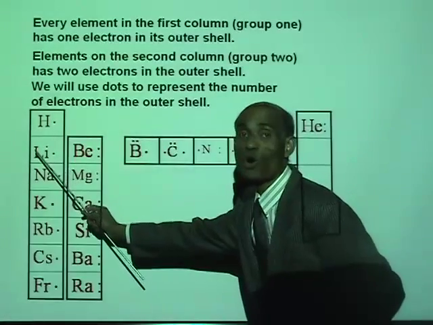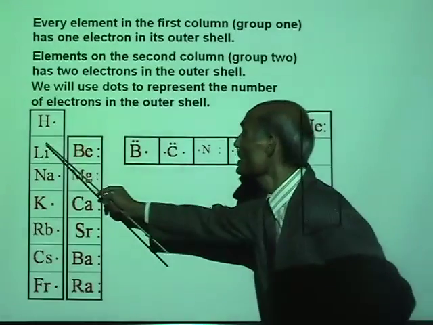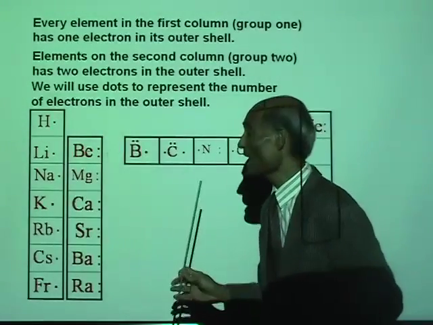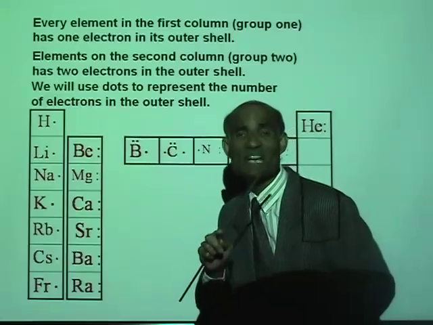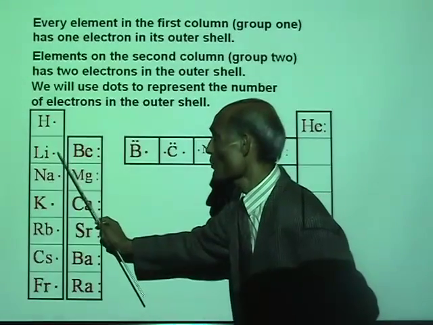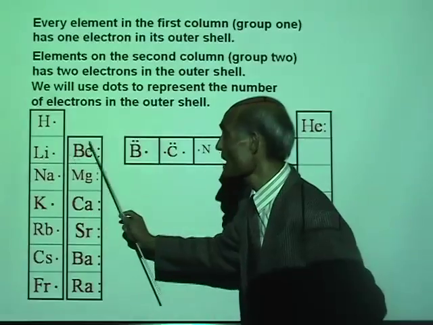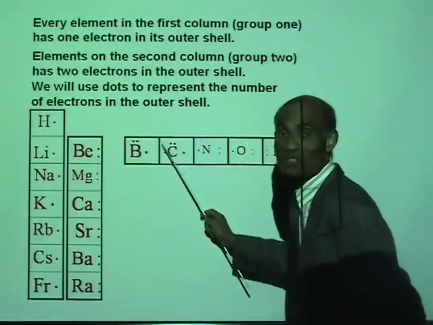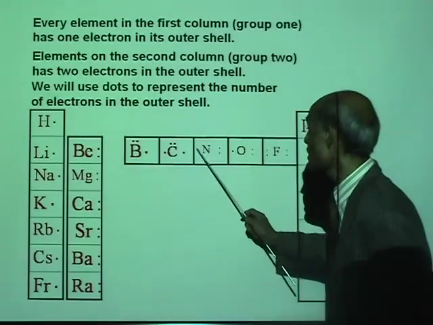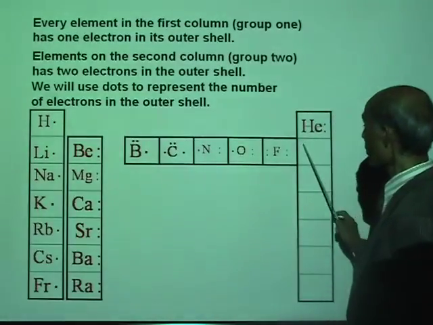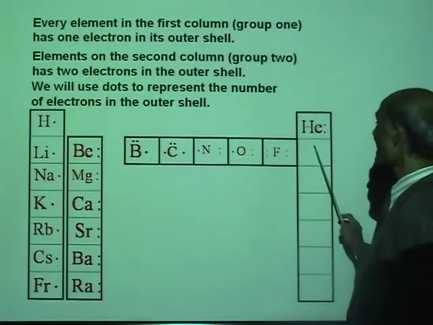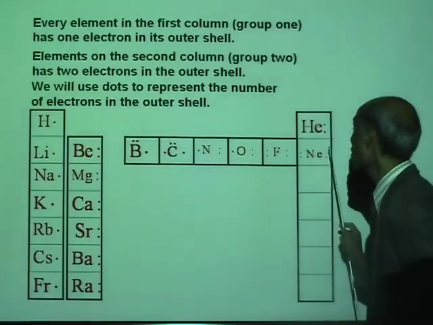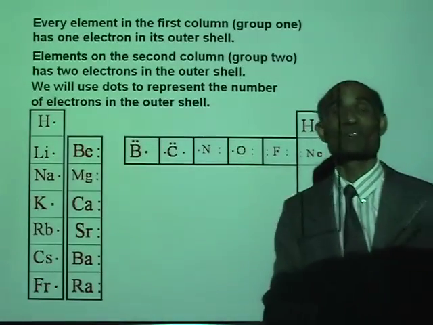Now look as you go in a period. The row, elements in a row, is called a period. Now as you go in a period, is there some predictability there? Well, 1 electron in the outer shell, 2 electrons in the outer shell, 3 electrons in the outer shell, 4 electrons in the outer shell, and so on. What do you think will be the number of electrons in the outer shell for neon? Neon has 8 electrons in the outer shell.